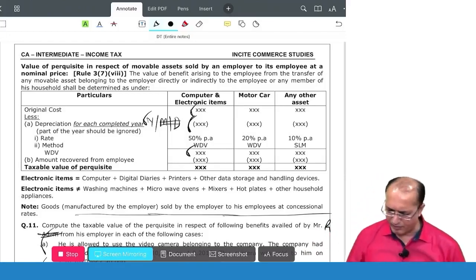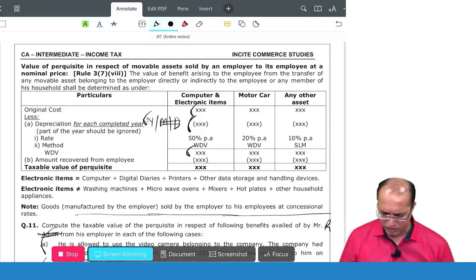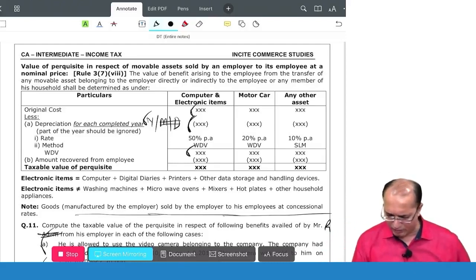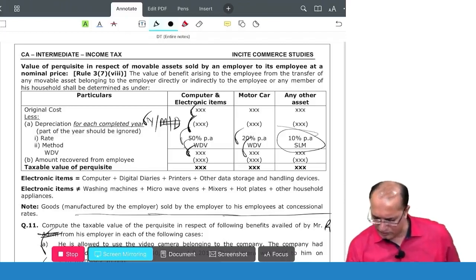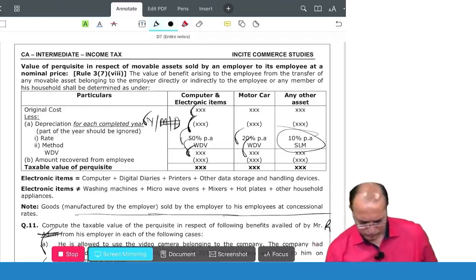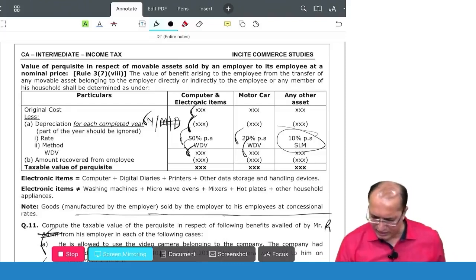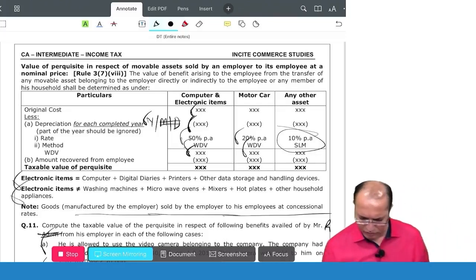While you calculate depreciation, you have to keep in mind the rate of depreciation as well as the method of depreciation. For computer and electronic items, the rate of depreciation will be 50%, method will be WDV. For motor car, the rate of depreciation will be 20%, method will be WDV. In case of other assets, the rate will be 10%, method will be SLM. Yes, is that clear? What all things are included in electronic items and what all things are not included are also given here.